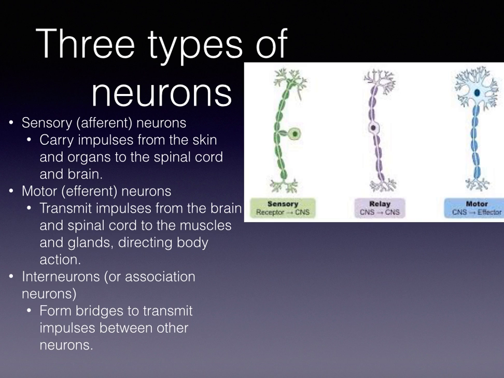Okay, so there are three types of neurons. We have sensory or afferent neurons. These carry impulses from the skin and organs to the spinal cord and brain. We have motor neurons or efferent neurons. These transmit impulses from the brain and spinal cord to the muscles and glands, directing body action. So they're all communicating together. They're all talking to each other at this point. Interneurons, or associated neurons, form bridges to transmit impulses between other neurons. So you don't just have one big long neuron going from your fingertip to your brain. These neurons communicate with each other.